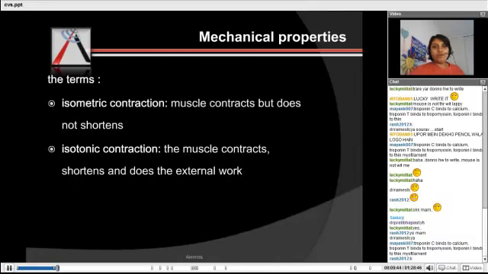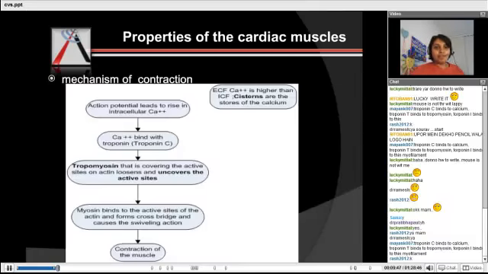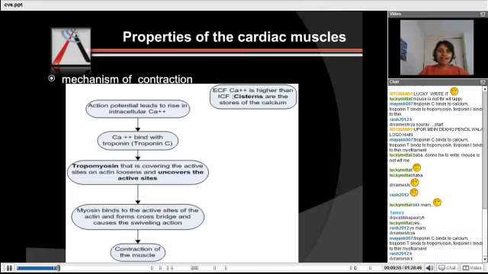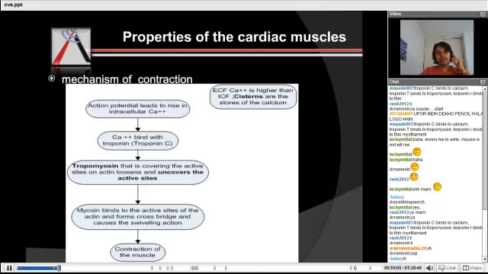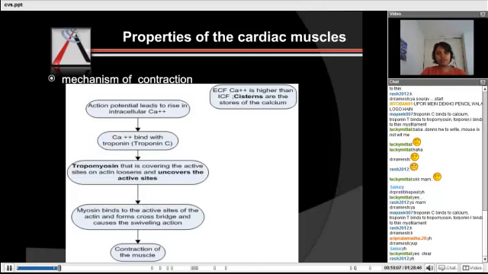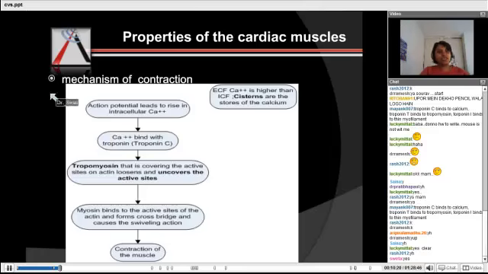Okay, chalo, we'll move on next to the properties of the cardiac muscles. Now we had been talking about contraction. Was it all clear? Now look at this particular chart over here. This will tell you how the contraction was happening.